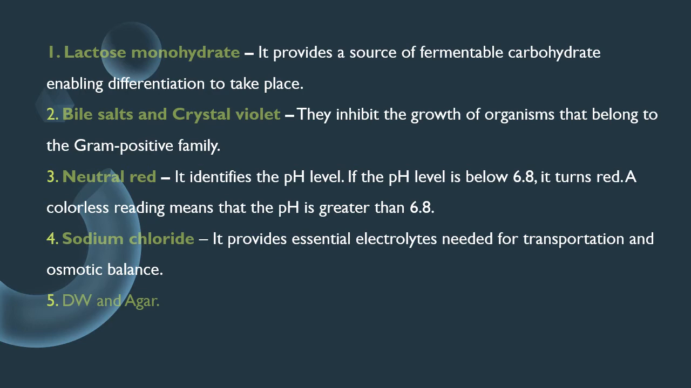Then second is bile salt and crystal violet. They both work to inhibit the growth of microbes that belong to the gram-positive family. Then next is neutral red. Neutral red works as a pH indicator. It identifies the pH level. If the pH is below 6.8, towards the acidic range, it turns red. And a colorless reading means that the pH is greater than 6.8, that is yellow.